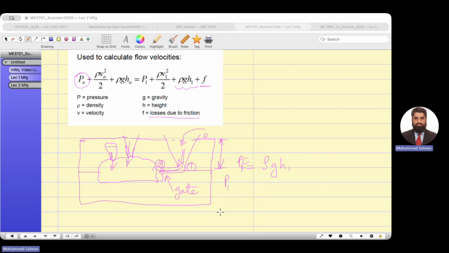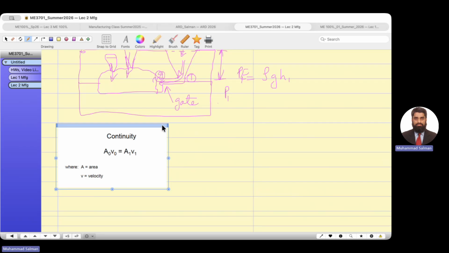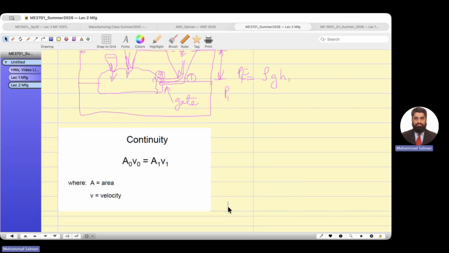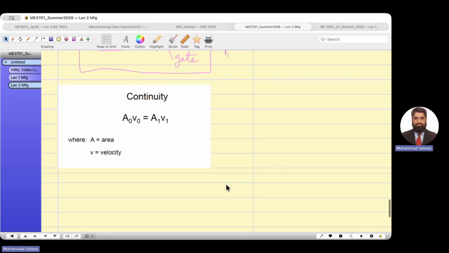Another equation which is very useful for our Bernoulli, for our continuity. Yeah, I will provide you these slides. You don't have to take the pictures. I will provide you all the handouts, and please write down this equation of continuity. Okay.